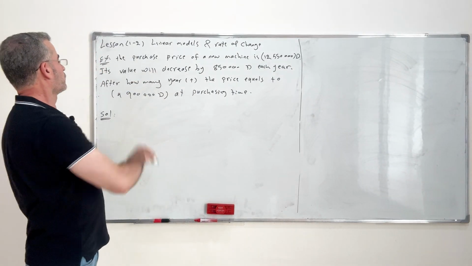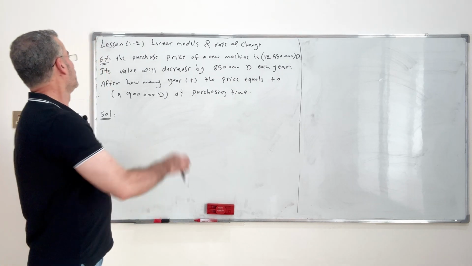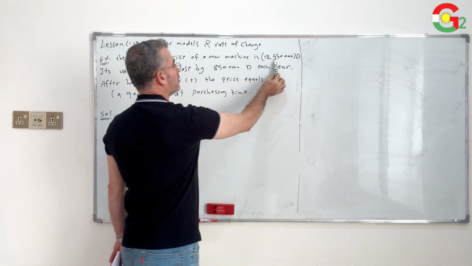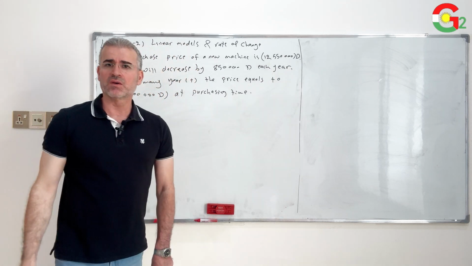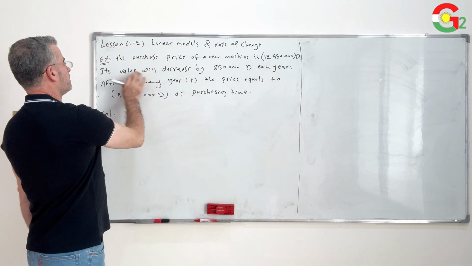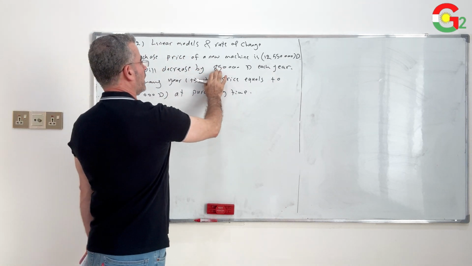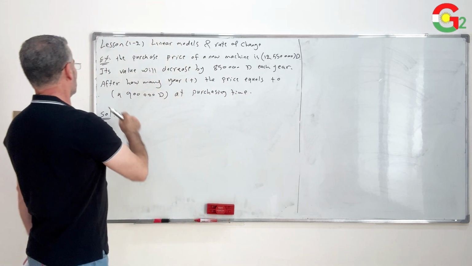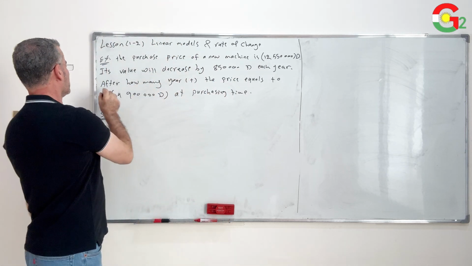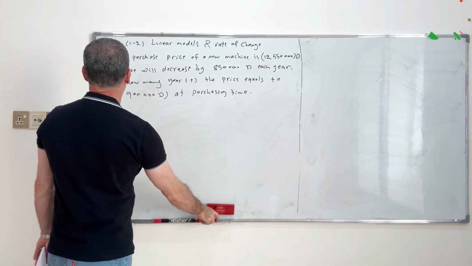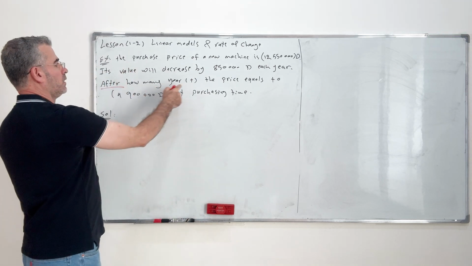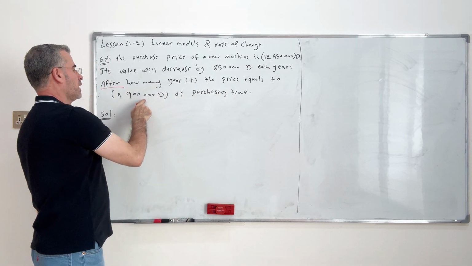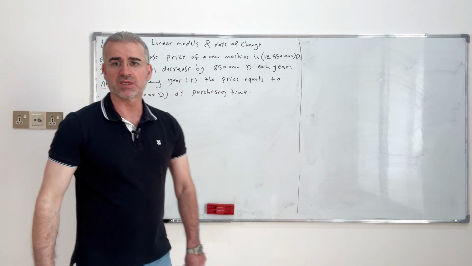Example, another word problem example. The purchase price of a new machine is 12,550,000 dinar. Its value will decrease by 850,000 dinar each year. After how many years will the price equal 4,900,000 dinar, compared to the purchasing time?